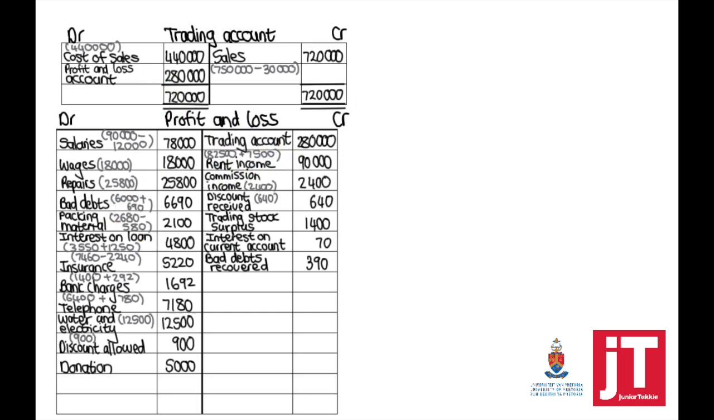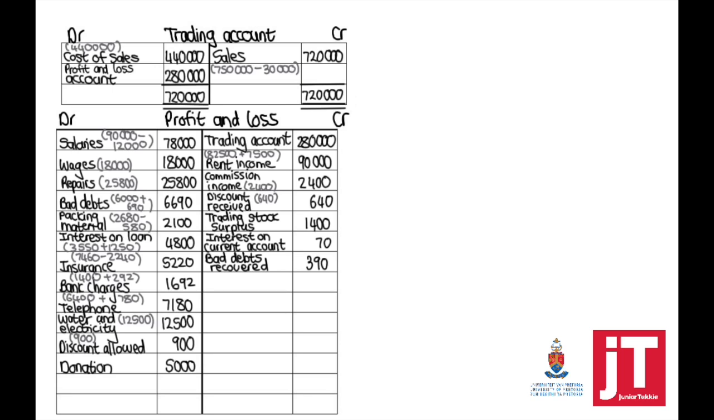We can now close off all other brackets, and when we add, we need to see: does the debit side exceed the credit side, or is the debit side less than the credit side? Because if my credit side is more than the debit side, it means the balancing figure will appear on the debit side, the business made a profit. But if the debit side is more than the credit side, it means that the business made a loss. So you always need to check.